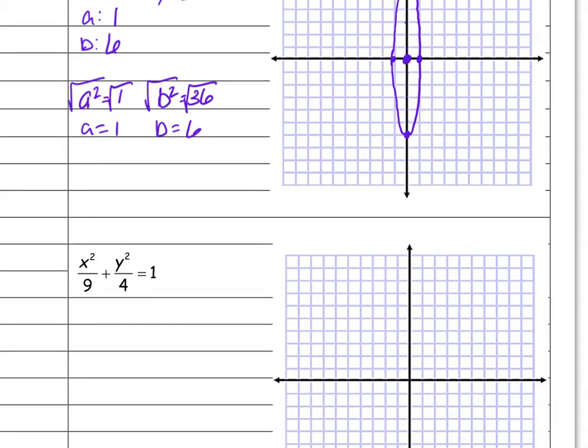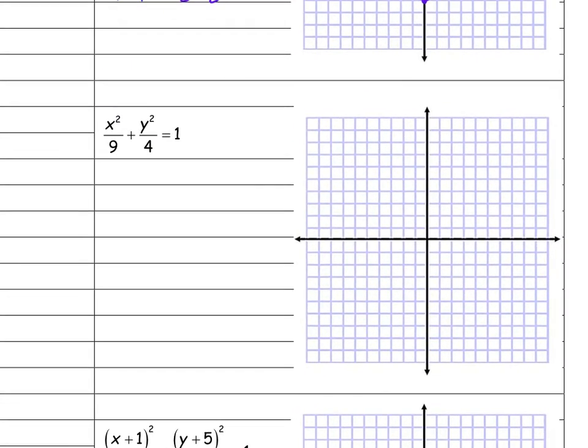Okay. So we're going to go to the next one. We're going to do exactly the same thing. Oh my gosh, the same thing. So we're going to find my center and A and B. So my center, do I have anything with X and Y? No.